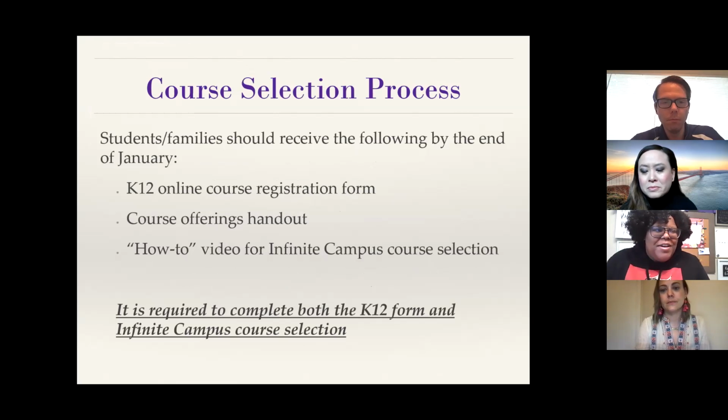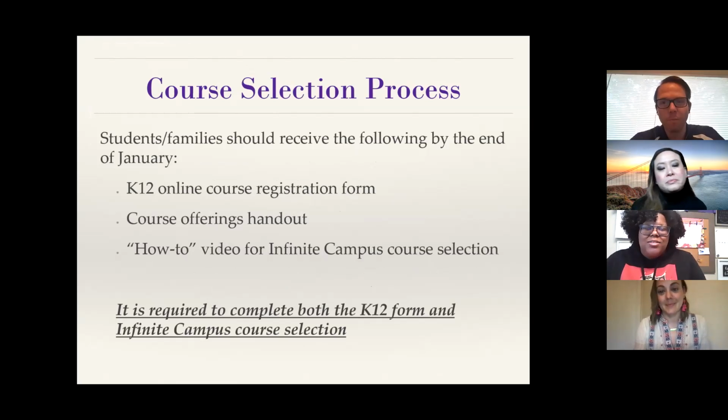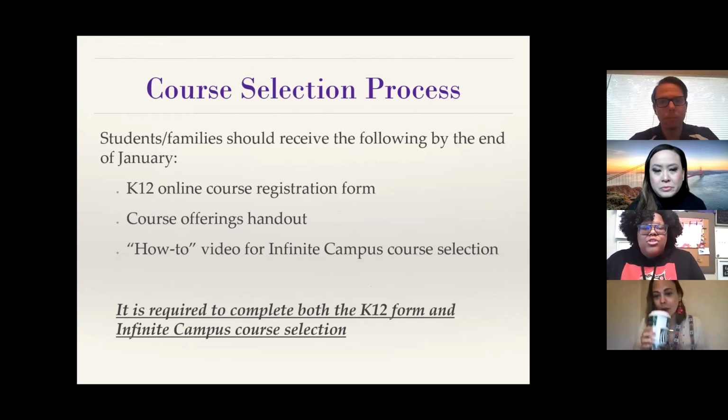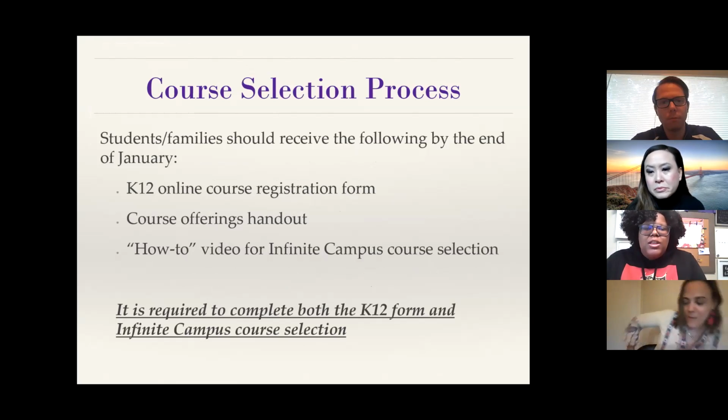So after you have made major informed decisions, you need to actually go through with the process of signing up for classes. This year, by the end of January, you should receive a K-12 form, which will be your online course registration form. There will be a handout with a list of all the courses, as well as a how-to video for Infinite Campus.